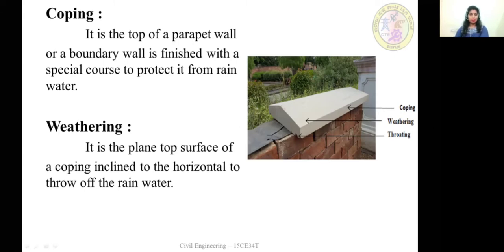It is the plain top surface of a coping inclined to the horizontal to throw off the rainwater. We are seeing coping here. Coping means it is a protecting layer. On top of the protecting layer, the inclined plain top surface, this is known as weathering. And here is one of the grooves. So you can observe here, the groove provided on the underside of the coping is known as throating.